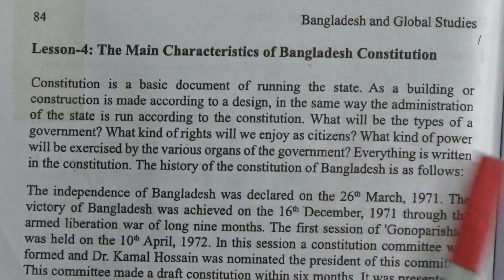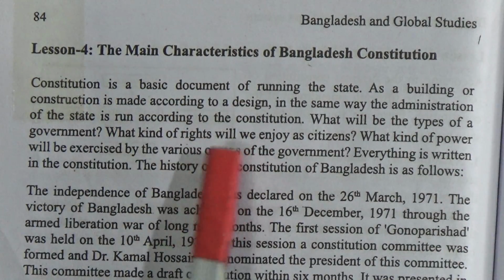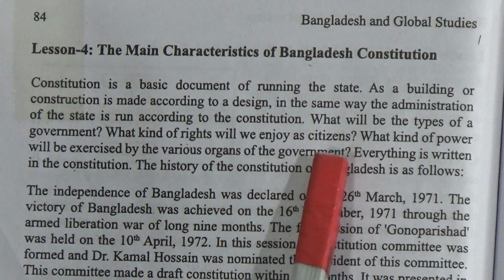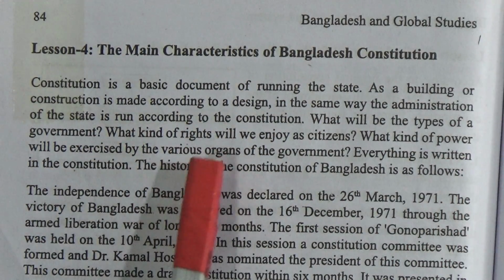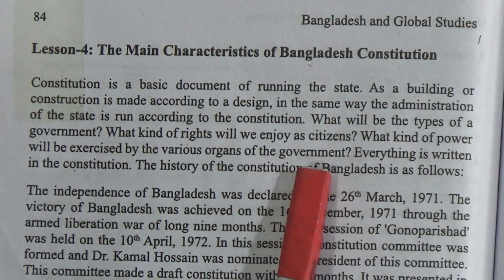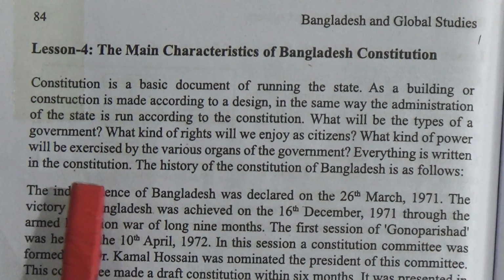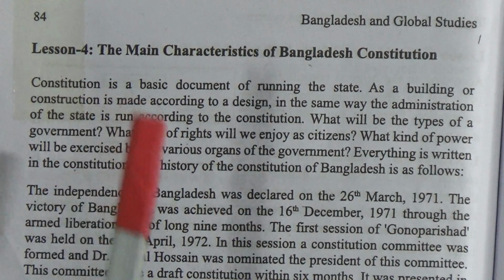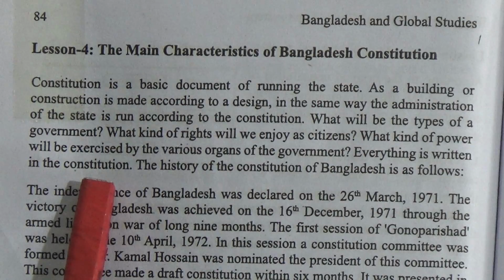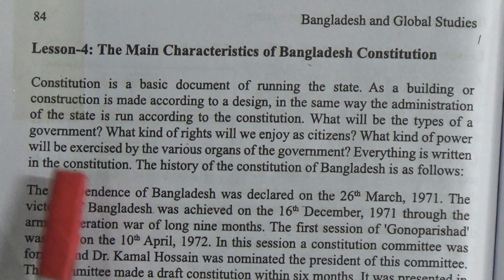What will be the types of a government? What kind of rights will we enjoy as citizens? What kind of power will be exercised by the various organs of the government? Everything is written in the Constitution. So, how our country will run, and what will be the rights of the citizens or of the people, all are mentioned in the Constitution. And our Constitution is a written format.